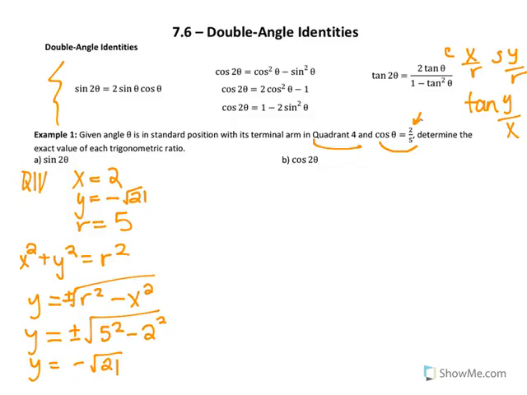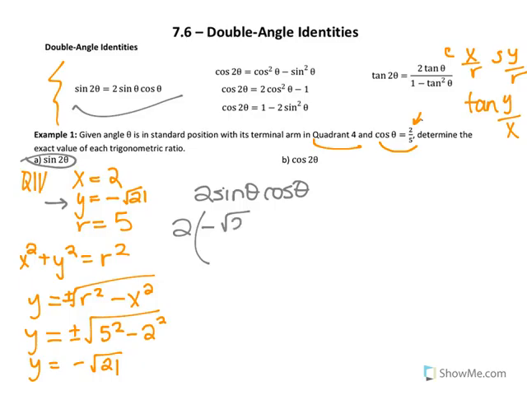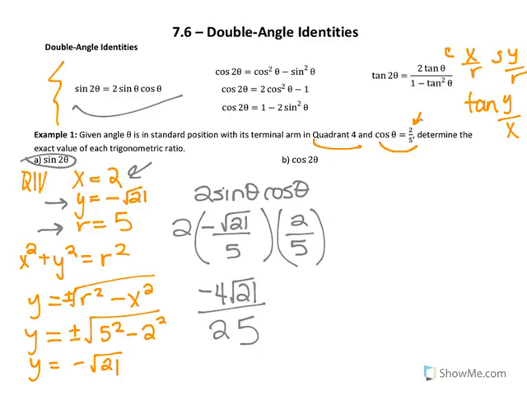So we're going to evaluate, let's do this, sine of 2 theta. We can rewrite sine of 2 theta as 2 sine theta cos theta. Our sine theta will be y over r, which is negative root 21 over 5. Our cos theta is going to be x over r, which is 2 over 5. And now we'll just simplify. So we have 2 times 2, which is 4, times negative root 21, so we have negative 4 root 21 over 25.